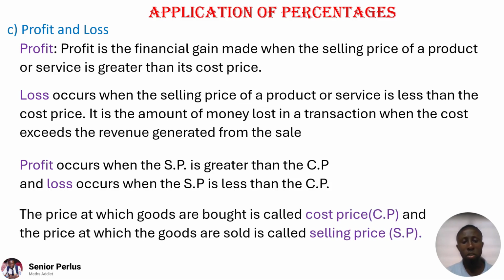The price at which goods are bought is the cost price. So let's take note of this. The price at which goods are bought is what? The cost price. And the price at which goods are sold is the selling price.